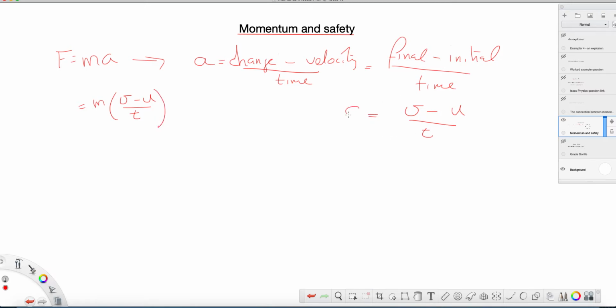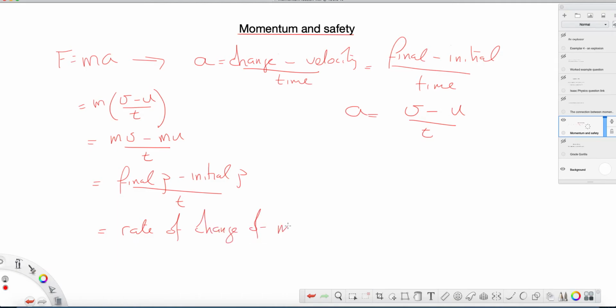Now you'll recognize this from one of the equations of motion that we've looked at. But if we multiply this out, we've got mv minus mu divided by t. And of course, these are momenta. So this is your final momentum minus your initial momentum divided by the time. So what you have here is the rate of change of momentum. So you say, well, what's that got to do with safety?